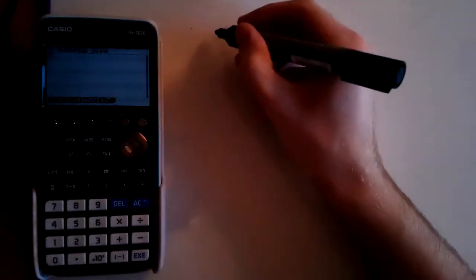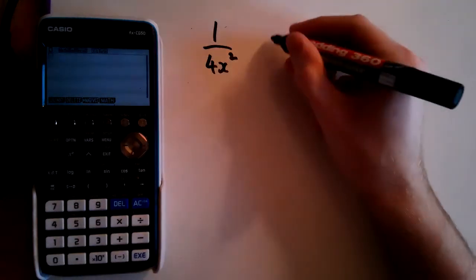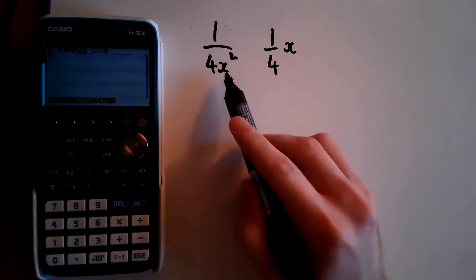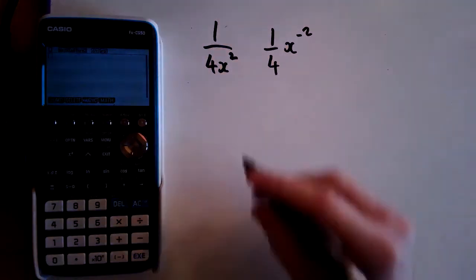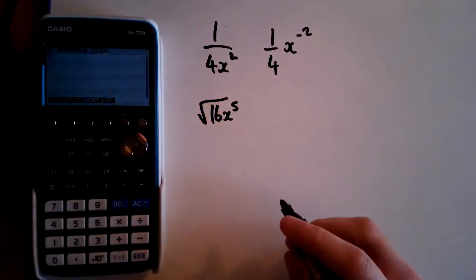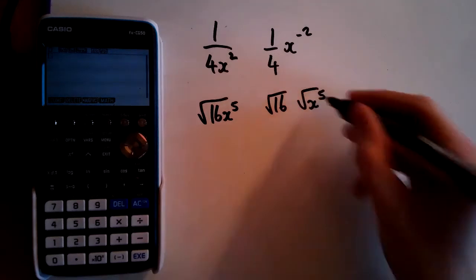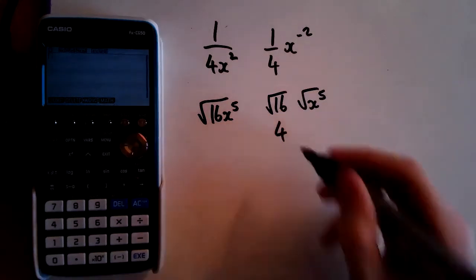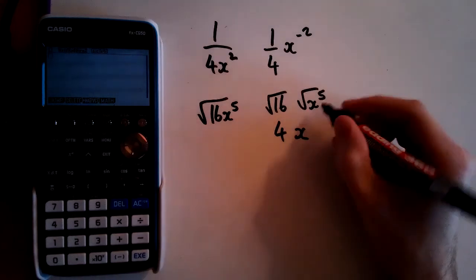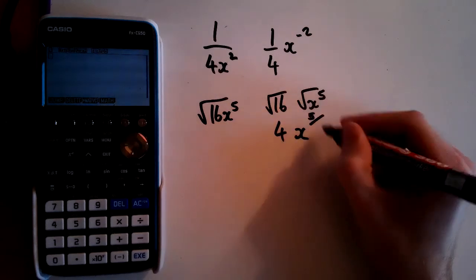So the first one says 1 over 4x squared, so that's a quarter, and then x, 2's in the bottom, so it's minus 2. Next one is root 16 x 5. Well, it's split up into root 16, root x 5. So root 16 is 4, and x5 rooted, well, remember flower power? The power is on the top, so the 5's on the top, and the root's on the bottom, and square root is a 2.